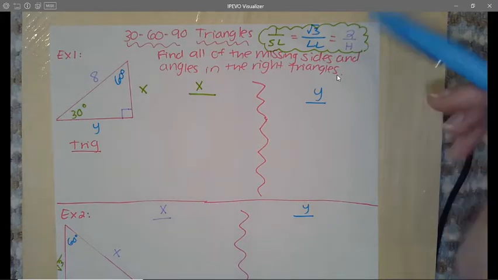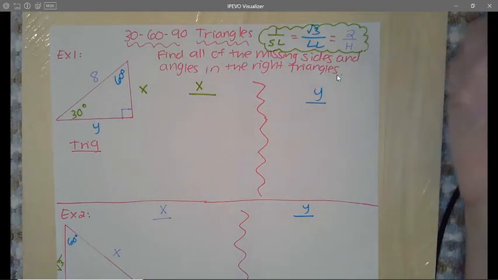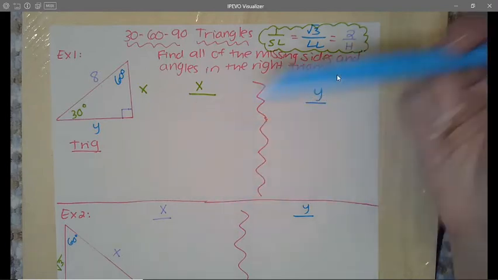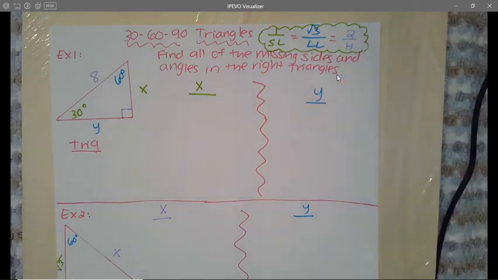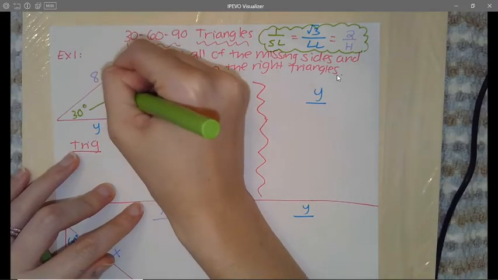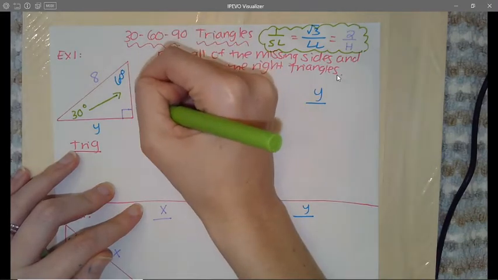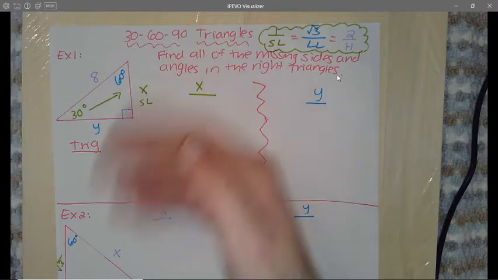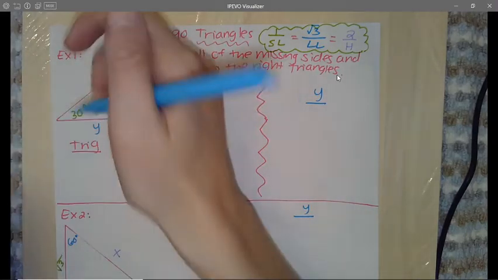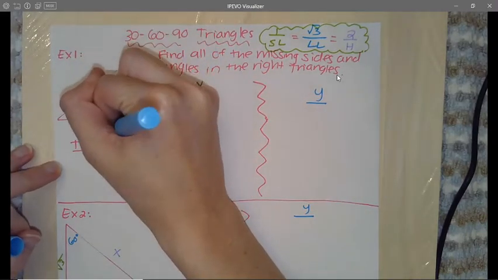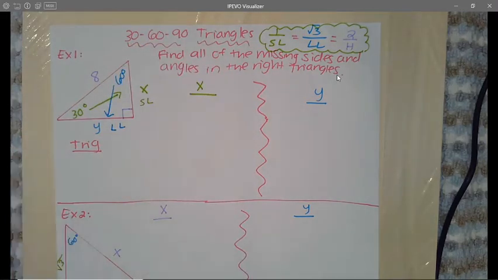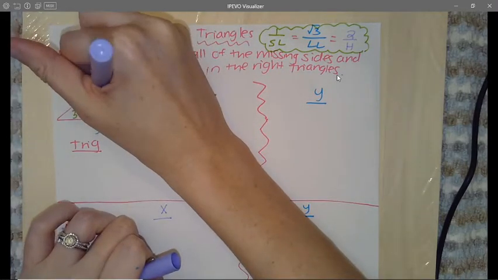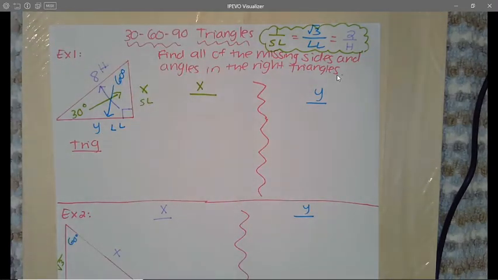Okay, now the first thing I do is I like to label which side is the short leg, which side is the long leg, and which side is the hypotenuse. Well, the short leg is the side that's directly across from the 30-degree angle. So the x right here is the short leg. The long leg is the side that is directly across from the 60-degree angle. So this is the long leg. And then the hypotenuse is the side directly across from the 90-degree angle.